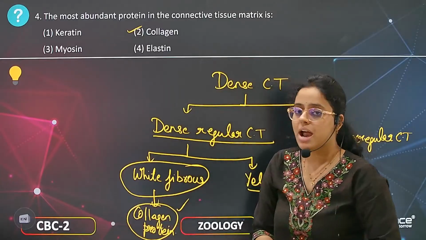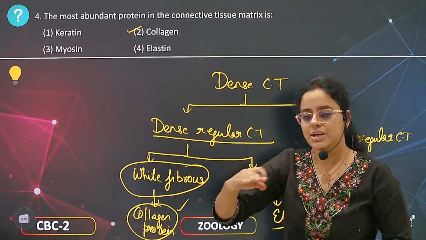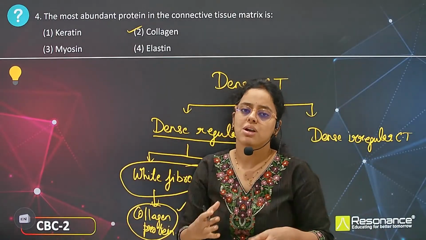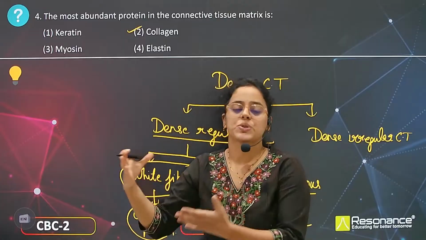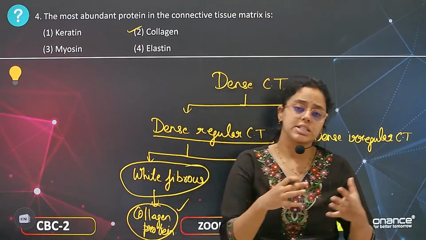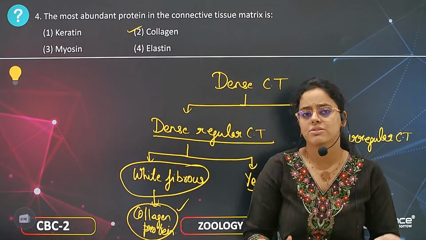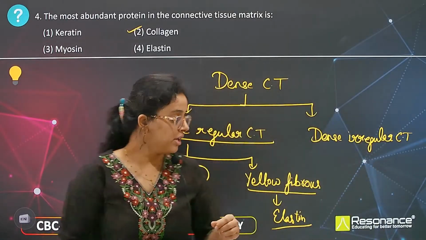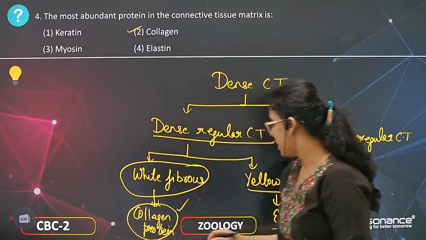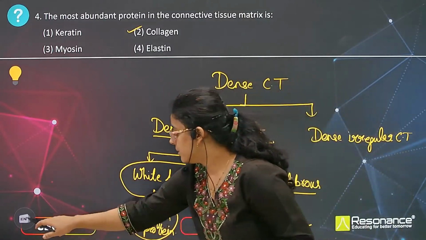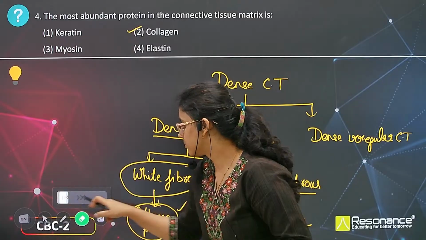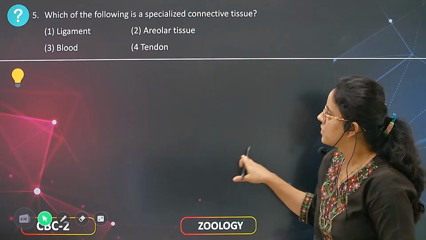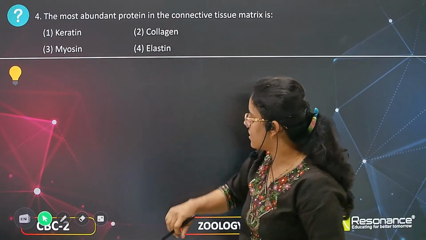In stratified squamous epithelium, if the outermost layer has keratin, then it is called keratinized stratified squamous epithelium, and if it doesn't have keratin, then it is called non-keratinized stratified squamous epithelium. So this is about collagen. Moving to the next question. Our answer over here is going to be collagen.